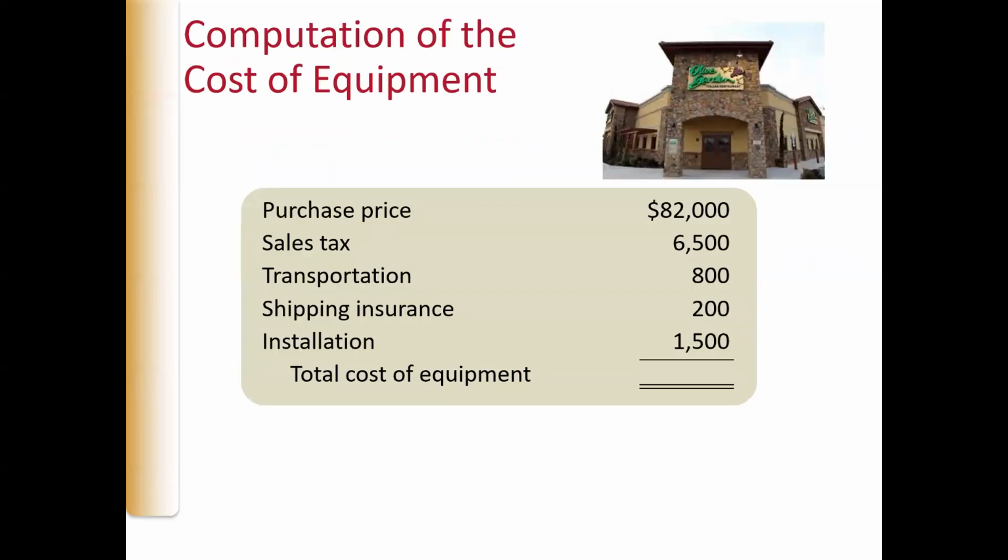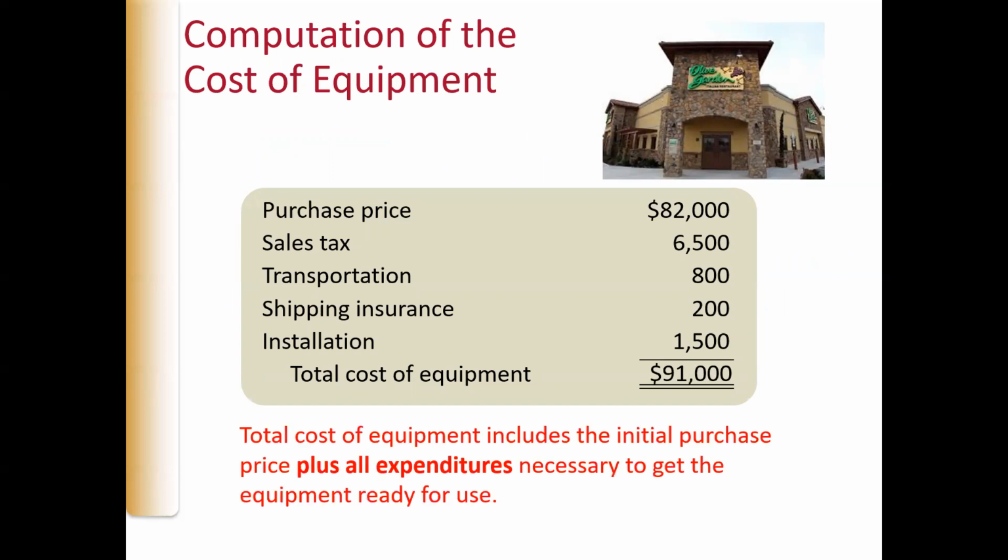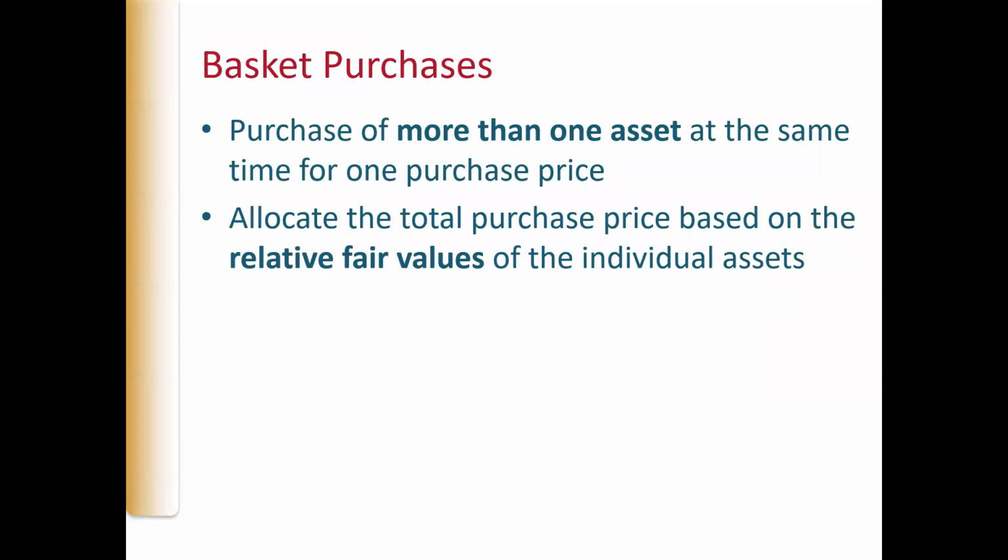So here, for equipment, we would take the purchase price of the equipment, add to it sales tax, transportation, shipping, insurance, installation, to get a total cost of the equipment here to be $91,000. Oftentimes, when individuals or companies purchase equipment or any purchases, usually it's in a basket. They purchase more than one asset at a time.